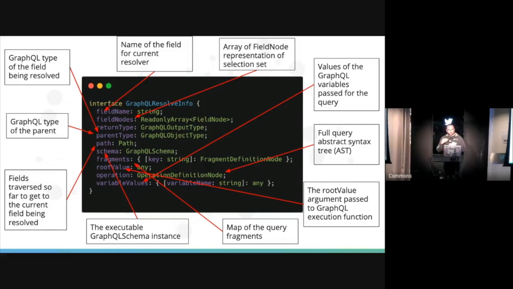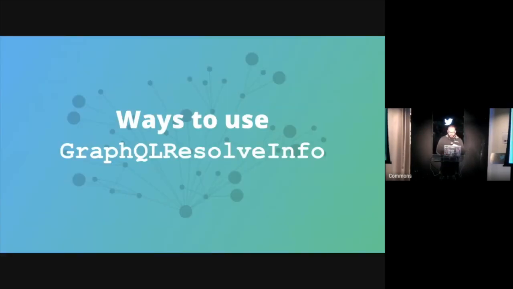We have the full query AST. We have any query fragments. We have a representation of the full executable GraphQL schema for our GraphQL service. We have the path, so the fields that we've traversed so far to get to this resolver. We have the GraphQL type of the parent, and then the type of the field that we're currently resolving. So this is all information we have available in this GraphQL ResolveInfo object.